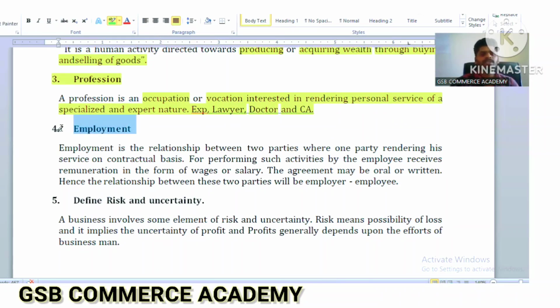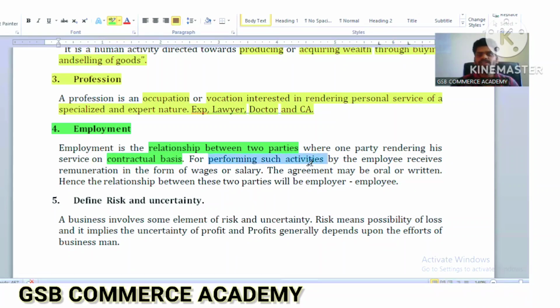Employment is the third type of economic activity. This is also very important for 2 marks in the intermediate I.P.E examination. Employment is the relationship between two parties, where one party renders services on a contractual basis and the other party provides job opportunities. One party is the employer and the other is the employee, who renders his services on a contractual basis.